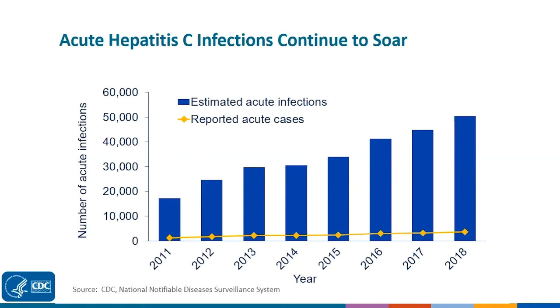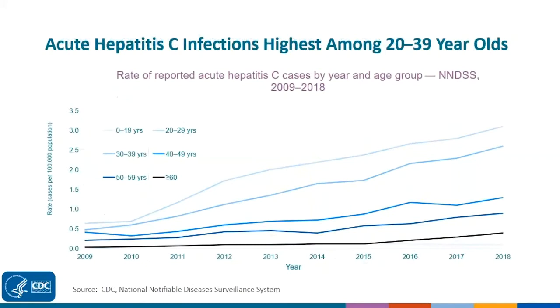While rates of acute hepatitis C are rising among all age groups, the highest rates and the highest increases over the past decade have been among individuals in their 20s and 30s. These cases are correlated temporally and geographically with rising rates of opioid use disorder and also injection drug use. With more than half of the acute hep C infections progressing to chronic infection, the rise in acute hep C cases among reproductive age adults has resulted in a shift in epidemiology of chronic hepatitis C in the U.S.